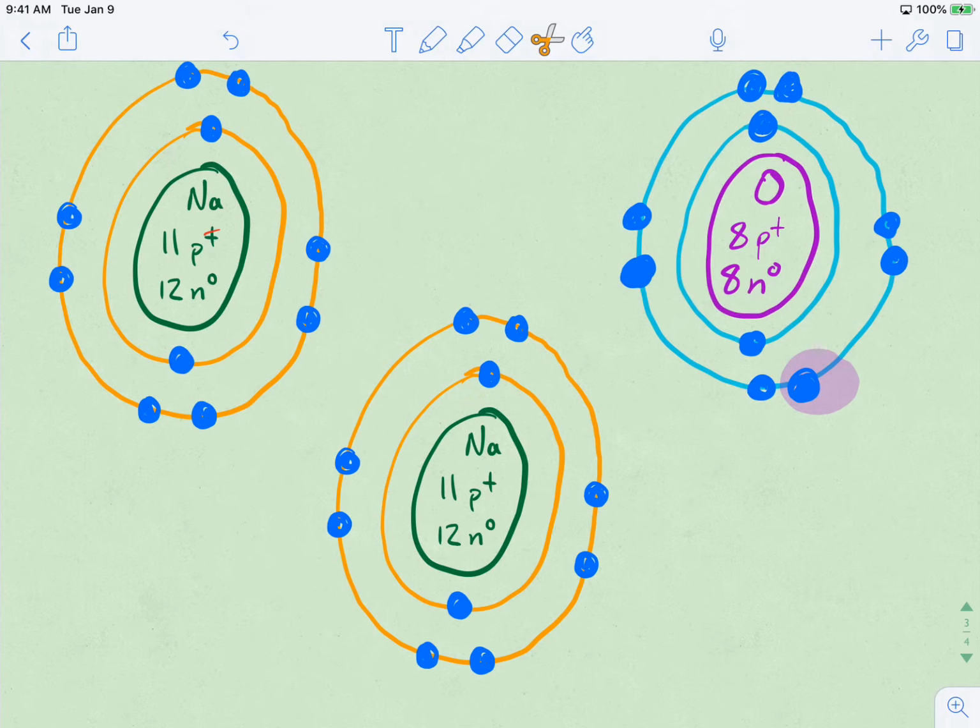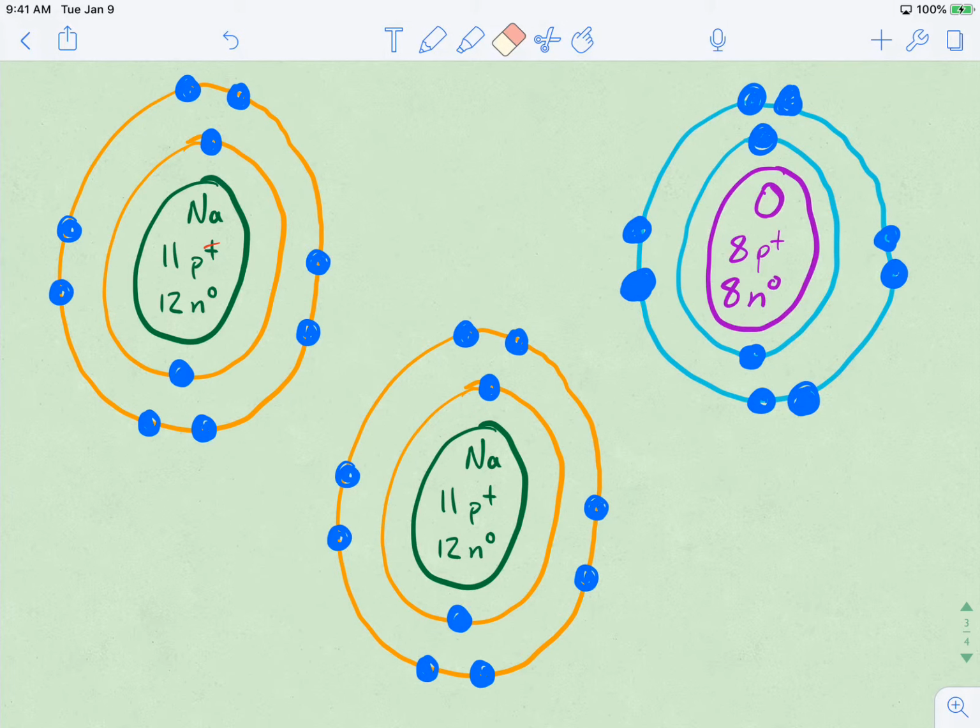Ta-da! Now the oxygen is all stable, beautifully stable with 8 electrons in its second energy level. Both of the sodiums are much more stable. They're much happier this way. What did we do to them though by taking and giving electrons?